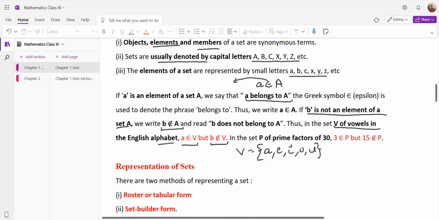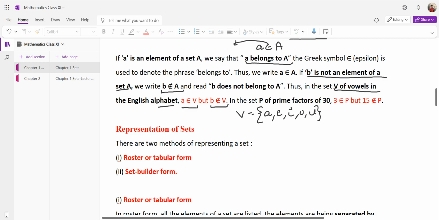Similarly, if P is the set of prime factors of 30, we can write the elements of P as, what are the prime factors of 30? 2, 3, and 5. Therefore, if somebody asks you whether 3 belongs to this set or not, yes, 3 belongs to this set, being an element of this set. And what about 15? We can write 15 does not belong to this set P.